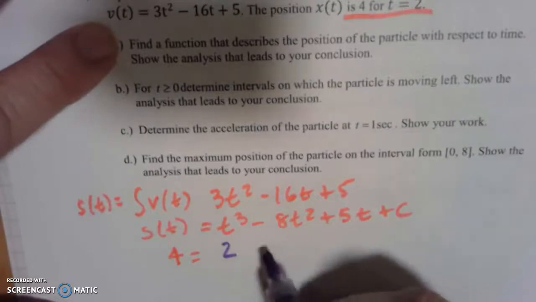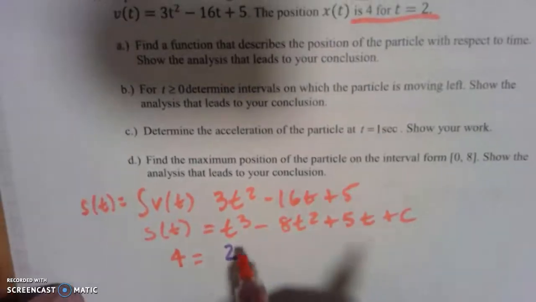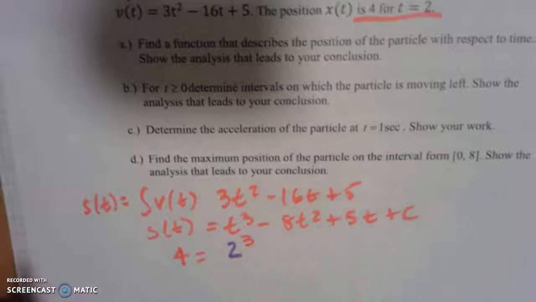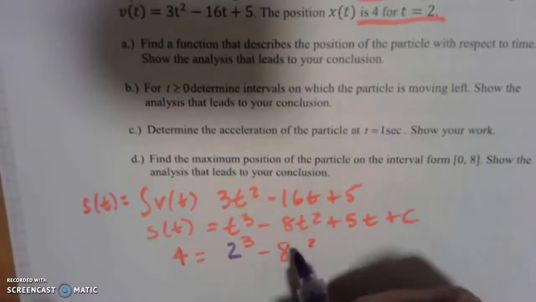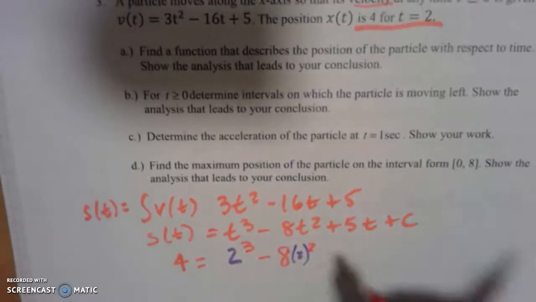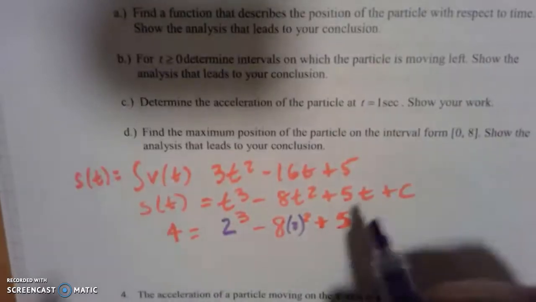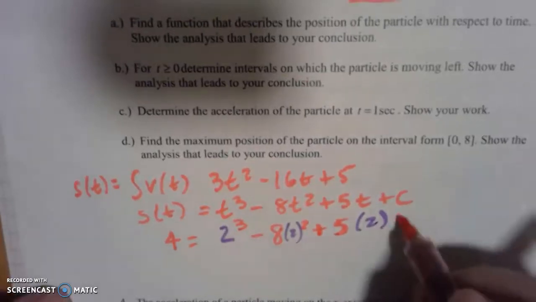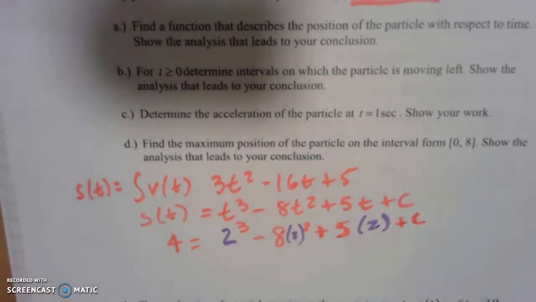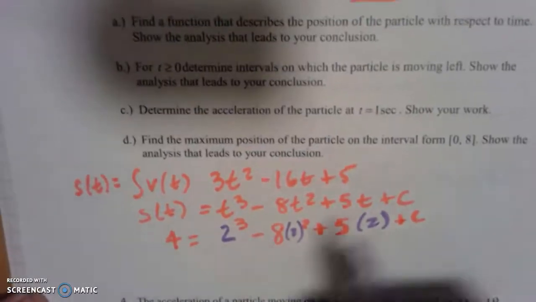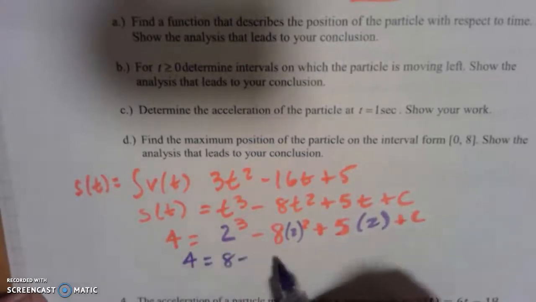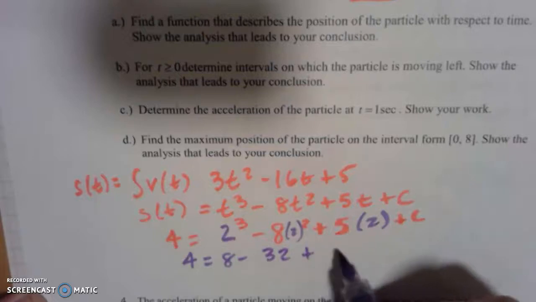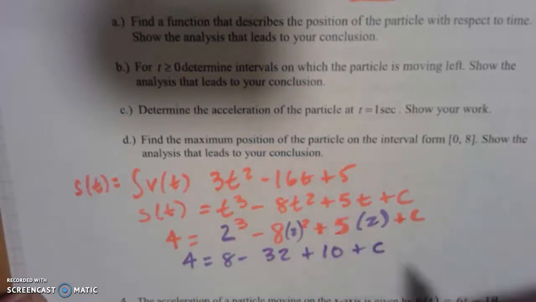So I'm going to go 2 to the third, I'm plugging in t for 2, minus 8 times 2 squared, plus 5 times 2 plus c. So now we can solve this equation and find the actual equation. We can figure out what c is and plug it in. So this becomes 4 equals 8 minus 32 plus 10 plus c.